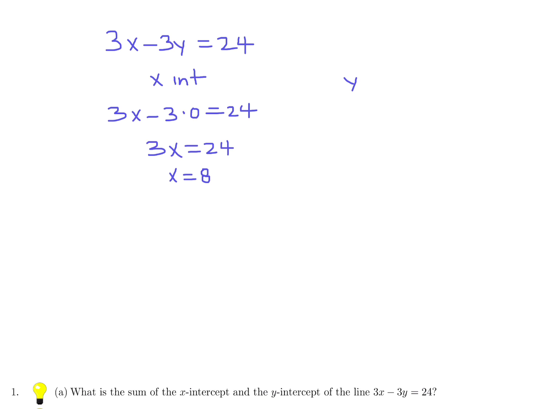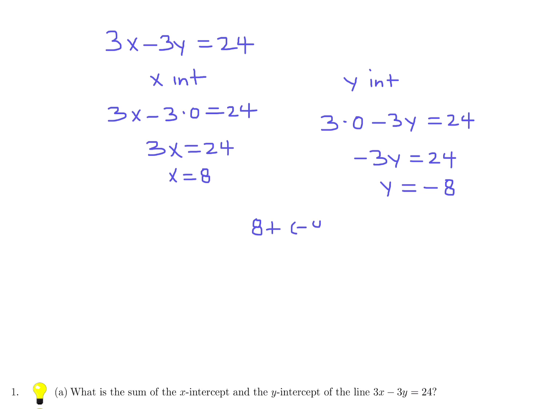To get a Y-intercept, you set x equal to 0. So that's going to be 3 times 0 minus 3y is equal to 24. And this becomes 3y is 24, and therefore y is equal to negative 8. And the sum, therefore, of the X-intercept and the Y-intercept is going to be 8 plus negative 8. And that is, of course, equal to 0.